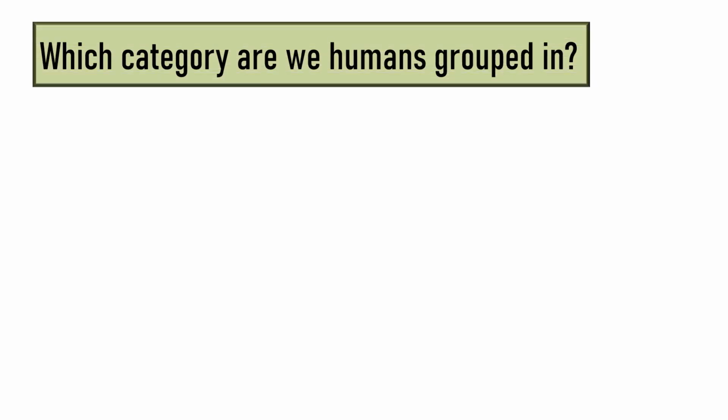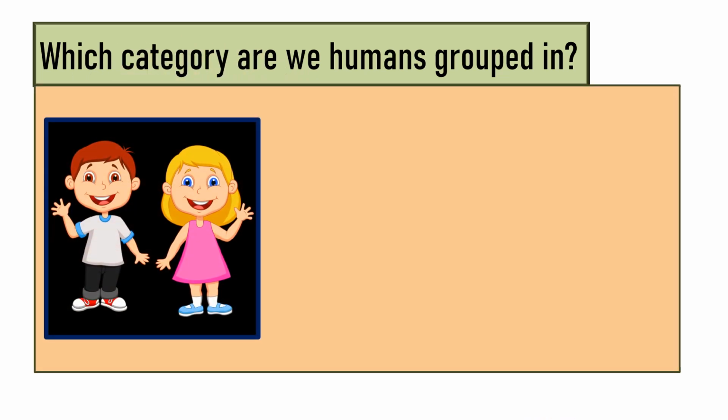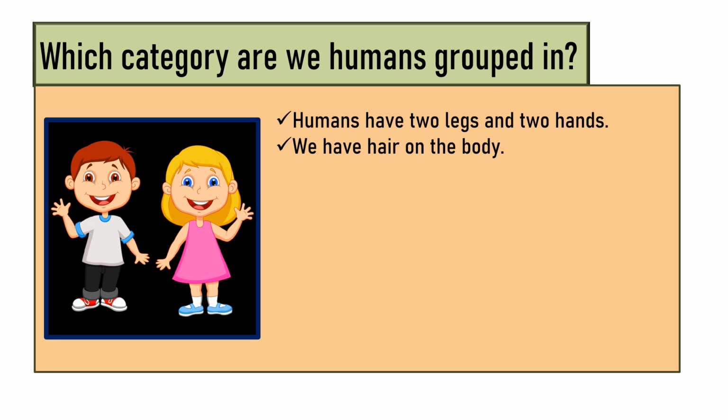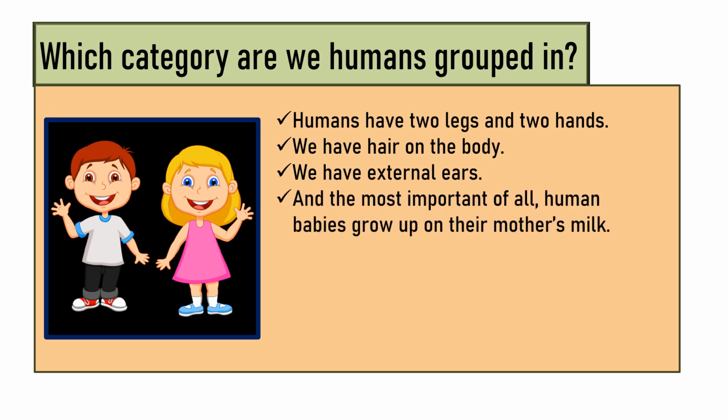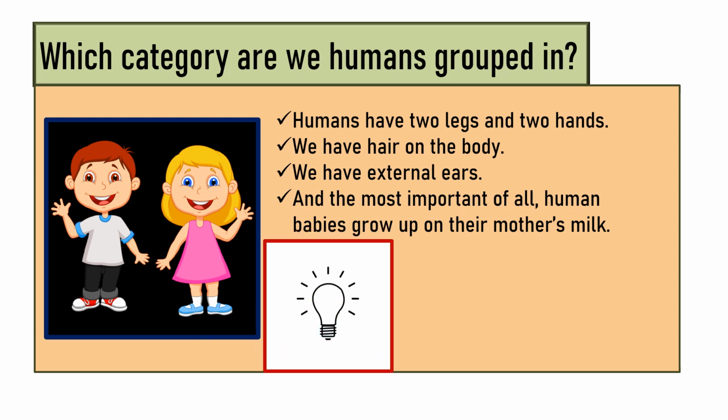The next question that comes to our mind is, which category are we humans grouped in? Let's try to understand. You can observe this picture or you can observe yourself. We humans have 2 legs and 2 hands. We have hair on the body. We have external ears. But the most important of all, human babies grow up on their mother's milk. So, what does that mean? It means we are mammals.